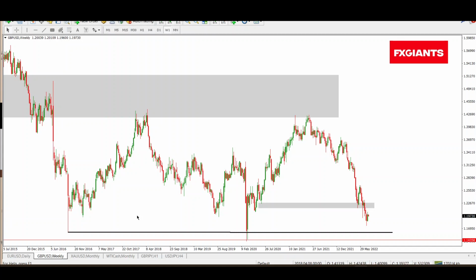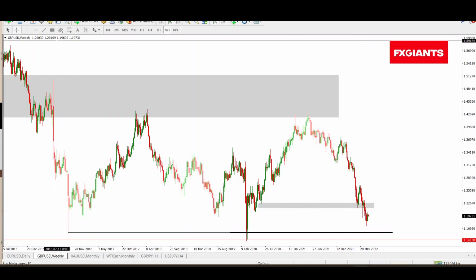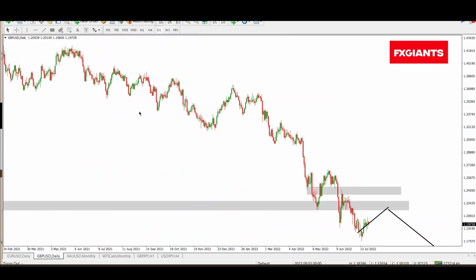Alright, so on the weekly time frame we can see that price broke below a previous zone here. That's around 1.22855 zone. Price has broken below that zone. So what we may see now is a little push up to retest that zone before a sell continuation to the downside. Now let's look at it on the daily time frame.